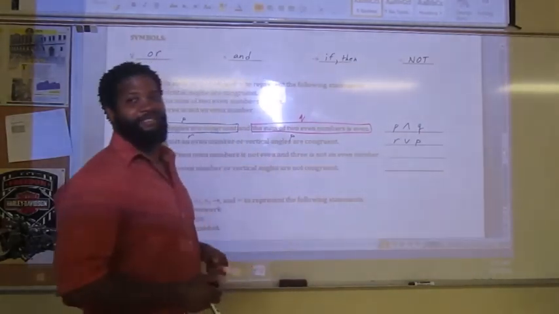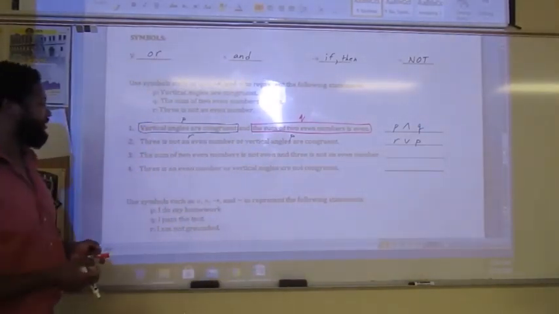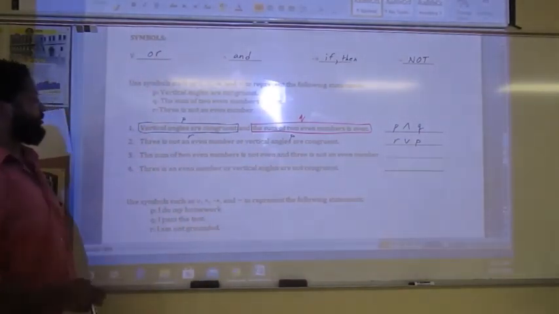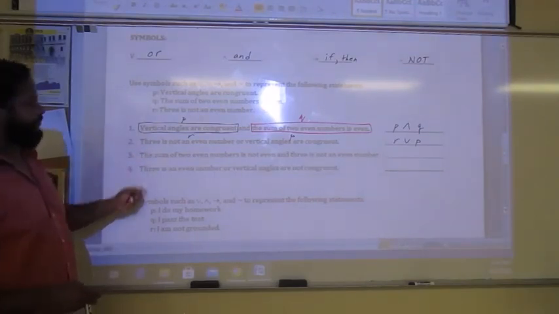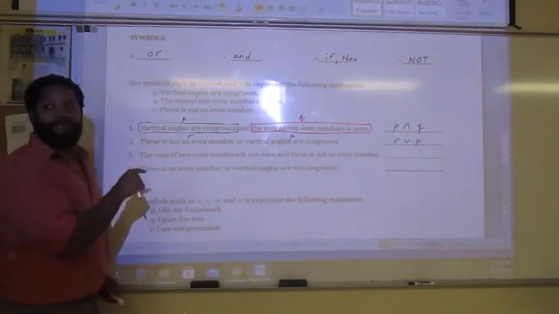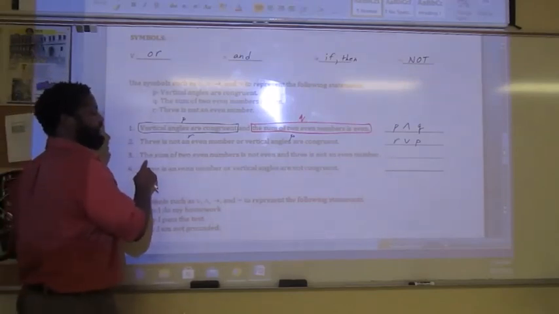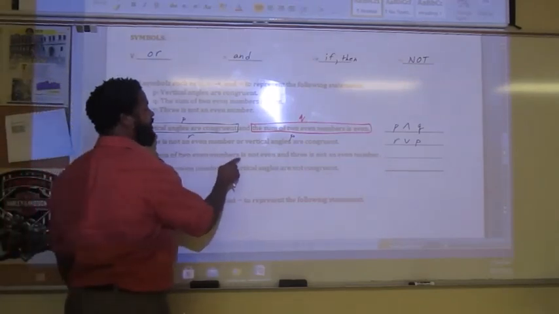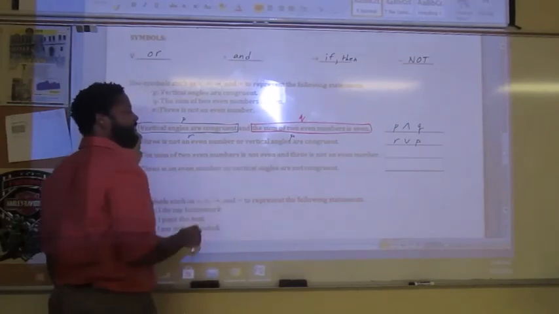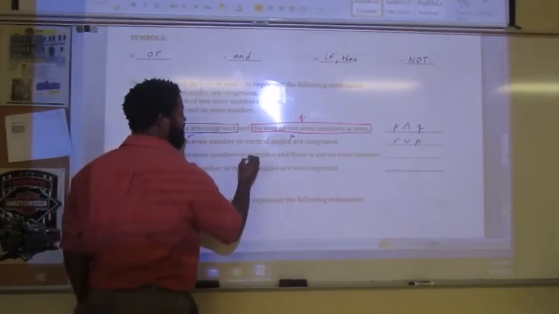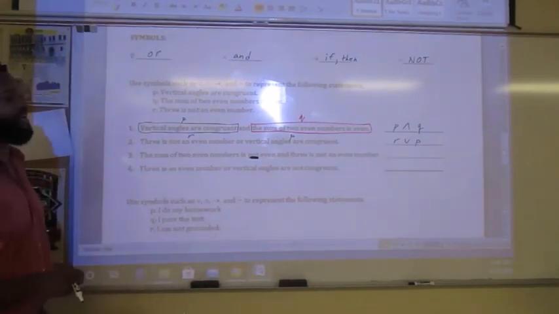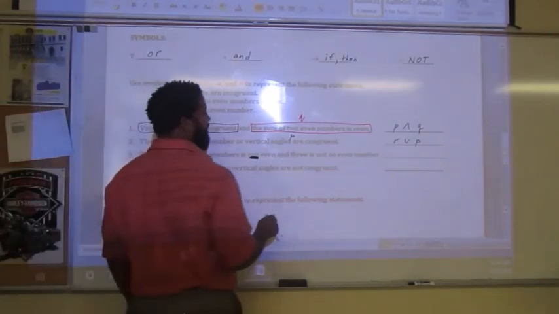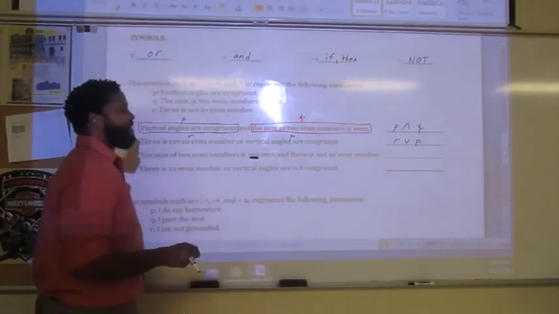Once I show y'all how to do it, it's pretty much easy, right? Okay, so look at number 3. Number 3 says the sum of 2 even numbers is not even, and 3 is not an even number, okay?